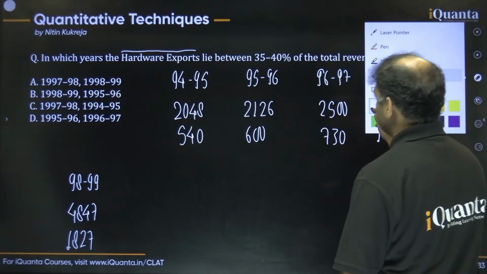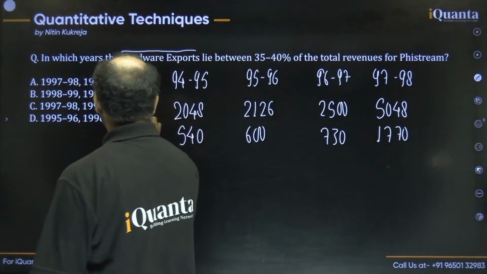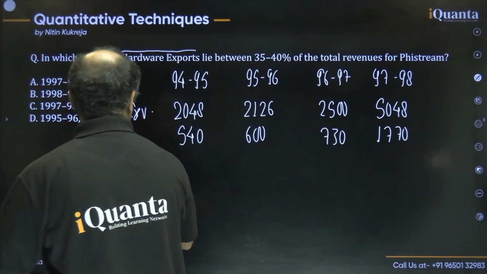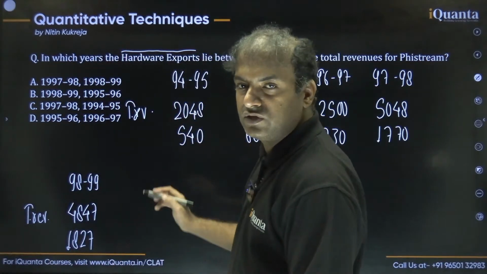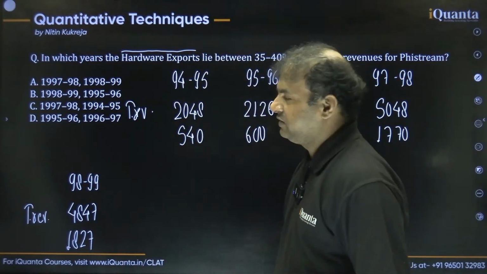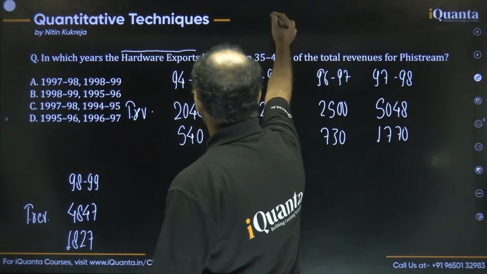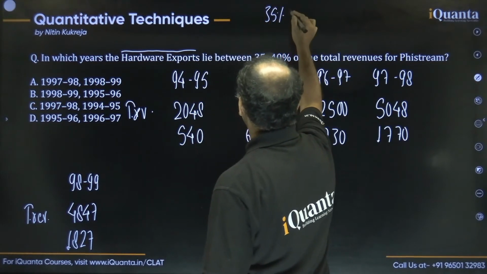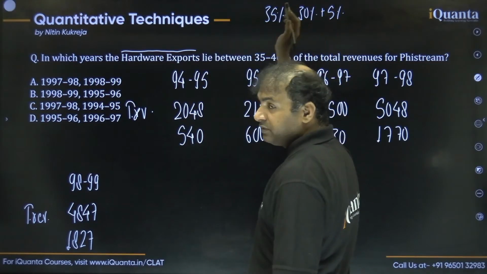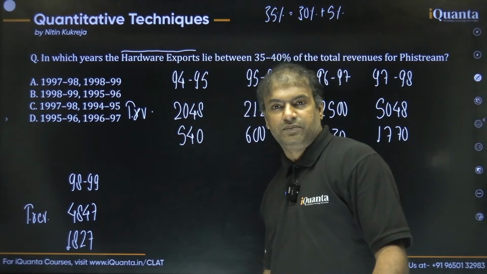Okay, since this is the total revenue, we can actually find what 35% to 40% of the total revenue would be, right? So calculating 35% is not a big deal, guys. 35% you can say is 30% plus 5%. 30% is 3 into 10%, and 5% is half of 10%, right?